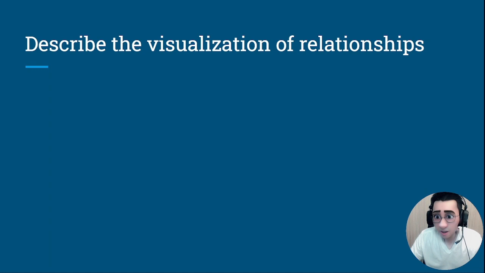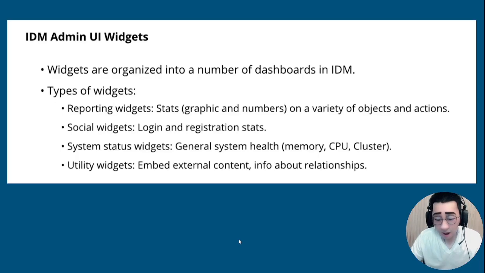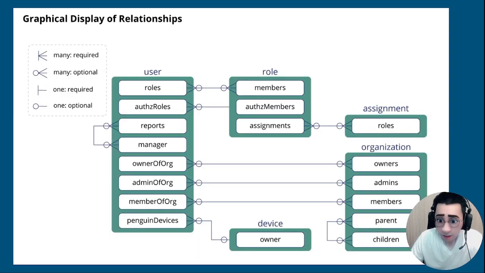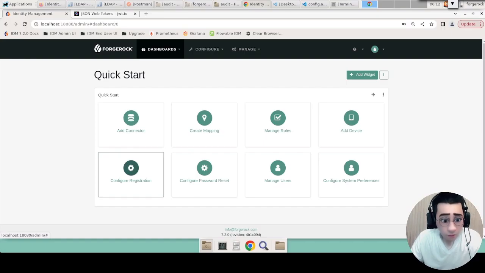Let's talk about visualization of relationship, which is done in the admin UI. The admin UI has a few things called widgets, which you can add to the dashboard. There are different types of widgets you can make use of. They are reporting, giving you some statistics in forms of graphics and numbers. And there are a few utility widgets that allow you to embed external content and information about relationship. This is an example of a graph that shows you the entire relationship diagram between different types of objects.